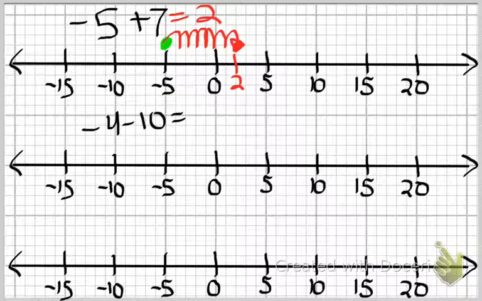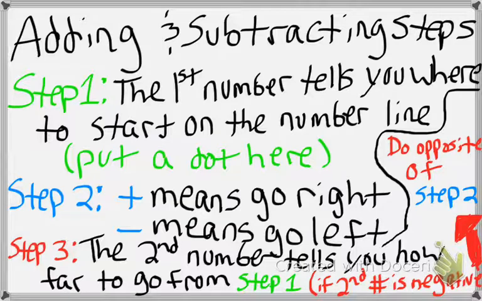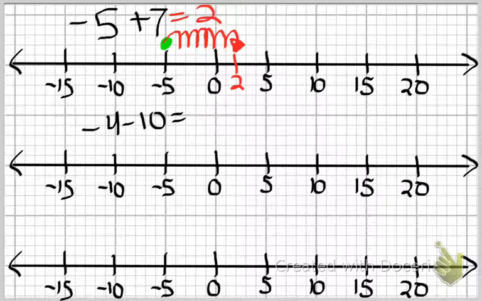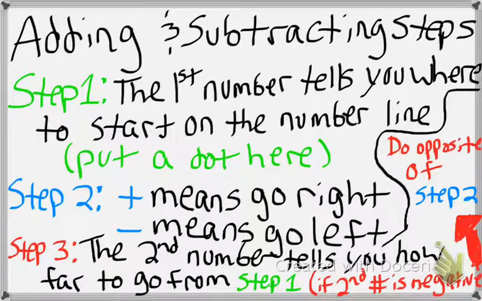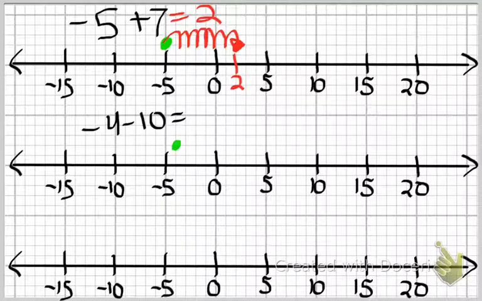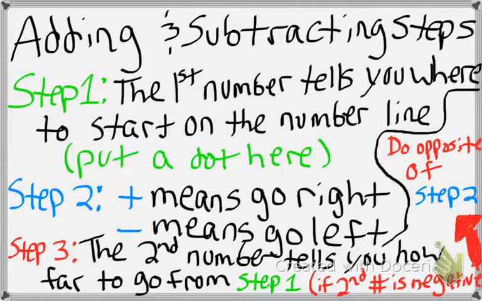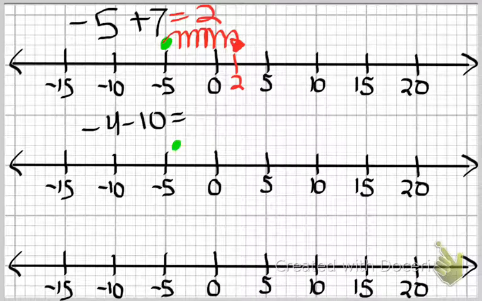Now, if you had negative 4 minus 10. Remember, step 1 says the first number tells you where to start on the number line. Put a dot here. So we're going to go to negative 4 and put a dot there. Negative 4 is right there, right before negative 5 if you're coming from 0. Now, step 2 says, look at the operation. What is it telling you? This operation says minus, and step 2 reminded us that when you minus, you're going to the left. So from here, we're going to go left.